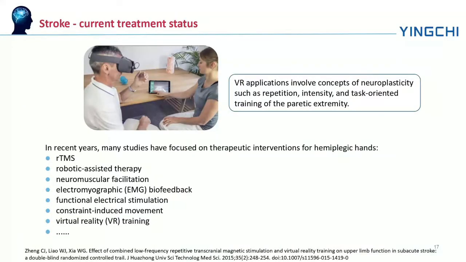And we also have many treatment therapies for patients who have suffered from upper limb dysfunction. And this is VR, which is virtual reality application, and it involves concepts of neuroplasticity, such as repetition, intensity, and task-oriented training of the patients. And it is believed that effective rehabilitation to shorten the course of this complication lightens the burden for both patients and society and reduces the mortality rate.